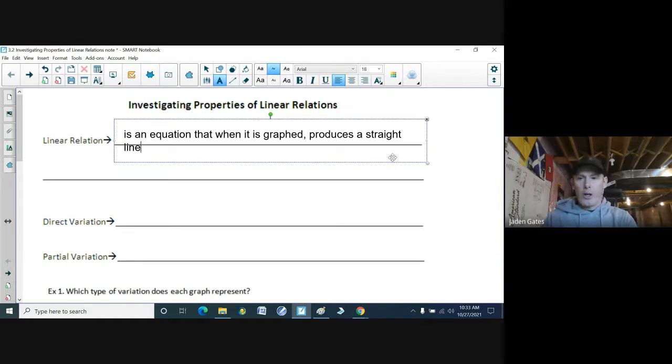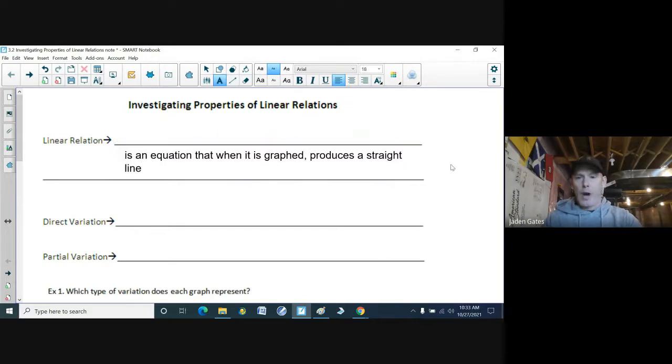So that's why all our equations, when we graph them, were all straight lines. They have a consistent pattern, right? Our slope is our consistent pattern of the line, which means it's going to go up and down and left and right at the exact same rate all the time. So that's why we always get a straight line.